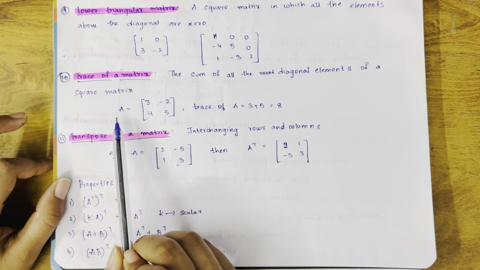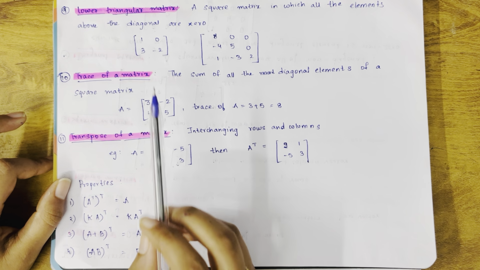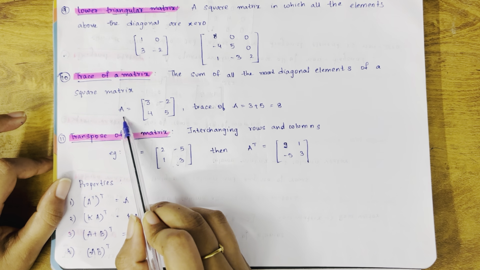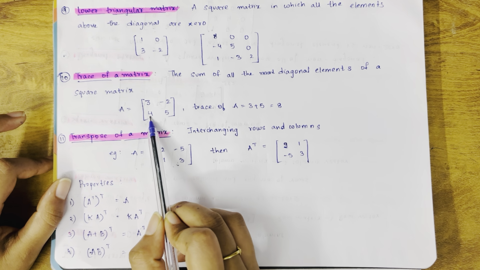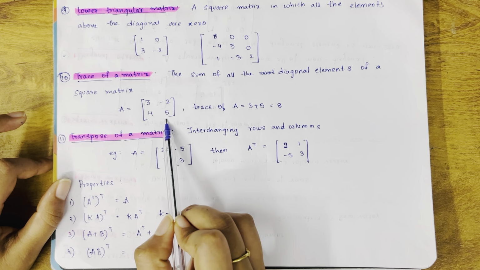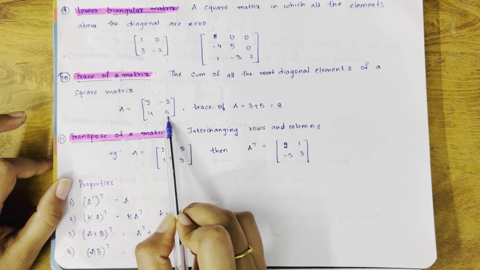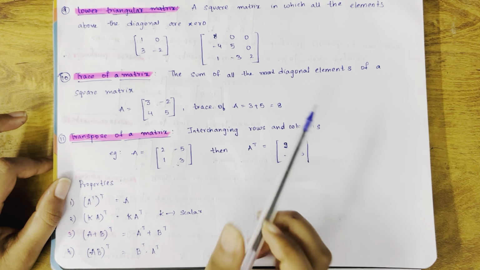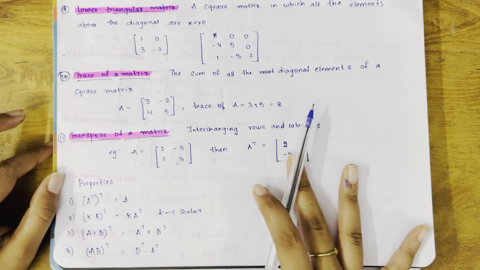Now, the sum of the diagonal elements of a square matrix. For example, A is equal to 3, minus 2, 4, 5. They are saying the sum of the diagonal elements of a square matrix. The diagonal elements are these two. Always remember that. Trace of A is 3 plus 5, which is 8. That's it. Simple as that.